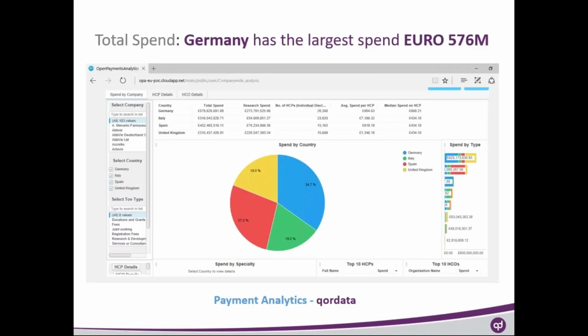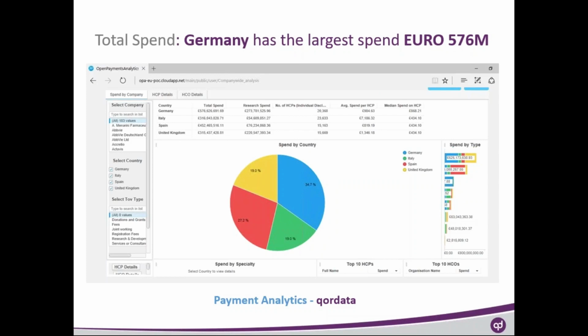So in terms of total spend, what you would see is that Germany has the largest spend, around 576 million euros, compared to the other countries, and the difference is not immense, but still it's noticeable. Spain sits second at 452, Italy third at 316, and UK fourth at 315. And the chart very clearly also represents the same in terms of percentages.